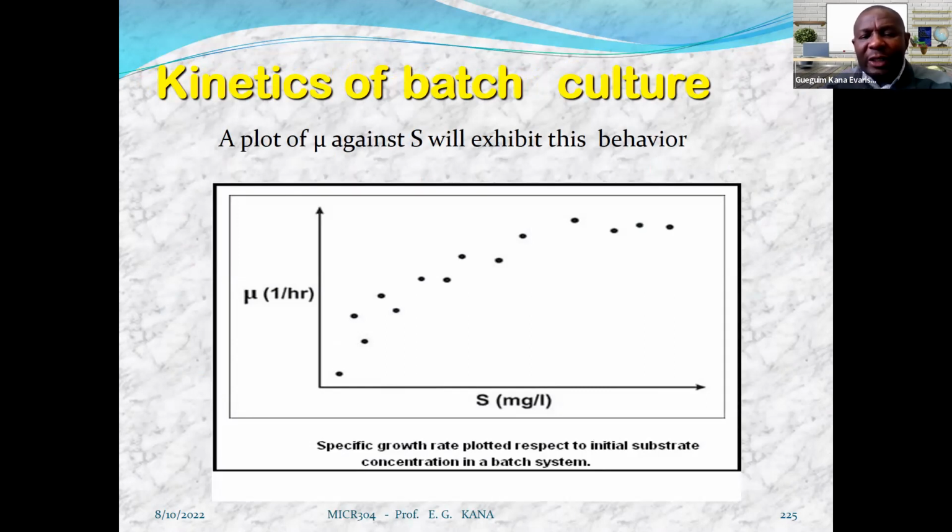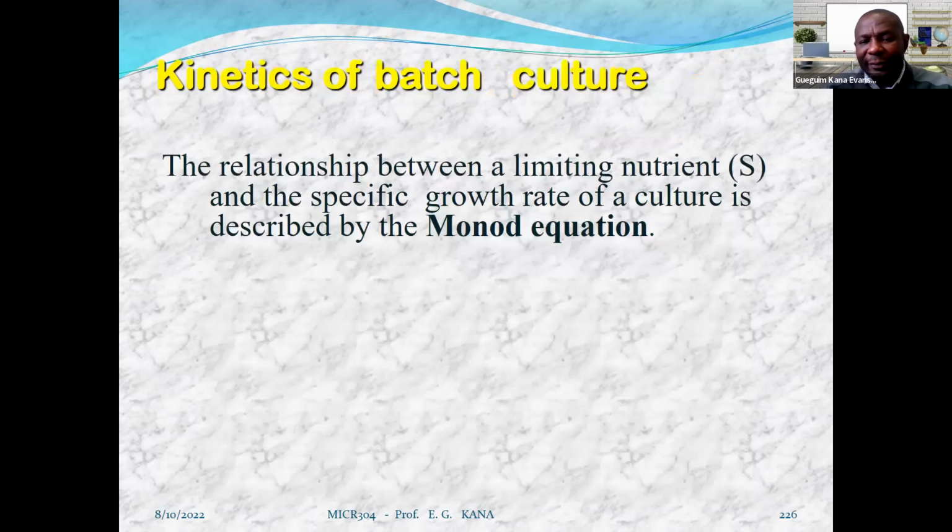Now, the reason why I copied this equation is because it helps us to obtain some useful information in the batch culture system. It helps us to derive some key information in the batch system, which we're going to derive in subsequent slides.